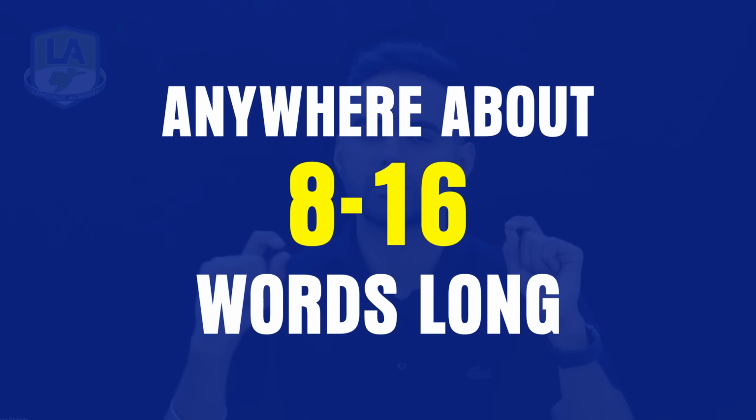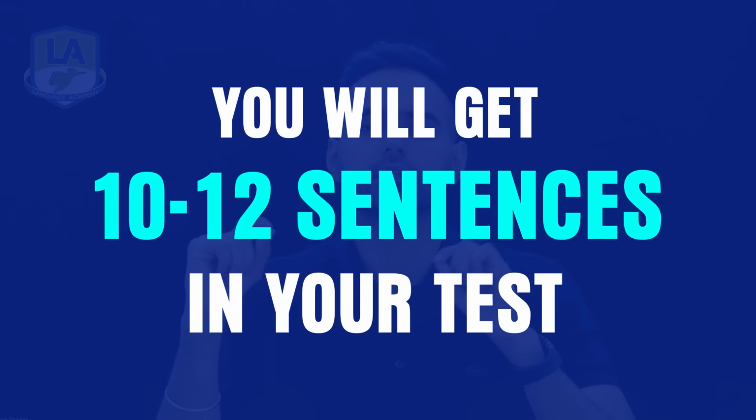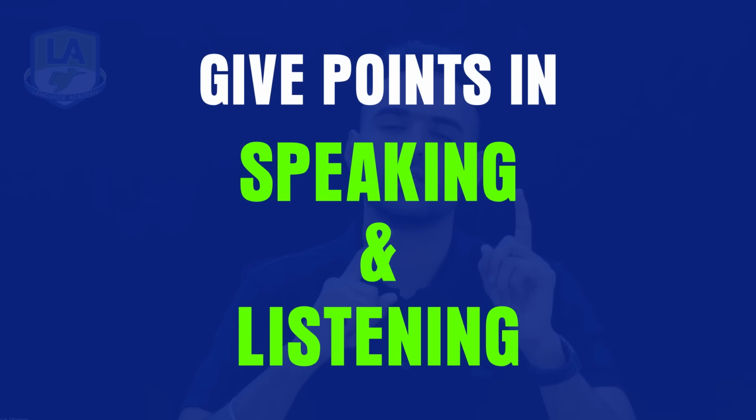Now, what happens in repeat sentence? Repeat sentence is the second task of the speaking module. In this task type, you will get an audio with a sentence. The sentence can be anywhere about 8 to 16 words long. Once the audio stops, your recording will start and you have to repeat the sentence exactly as you hear it. You will get 10 to 12 sentences in your test. Now, this task is important because this will give you points in speaking and listening both.